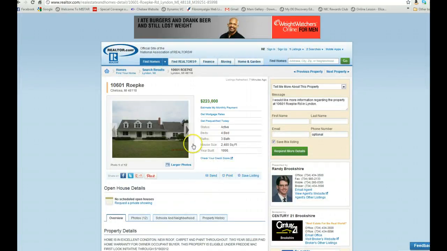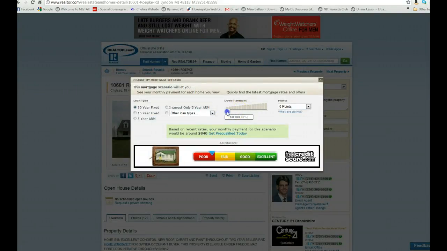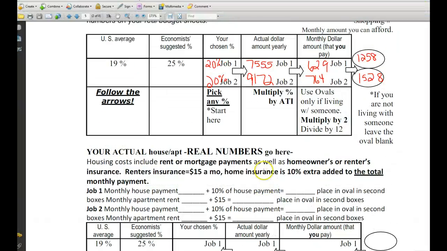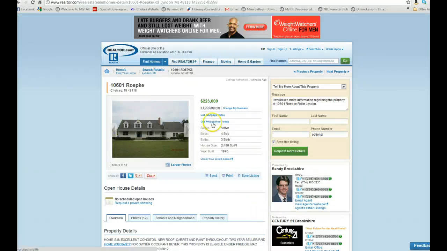All right, and let's see, I want to estimate my monthly payment. When you do that, you want to move this all the way down, because for this you won't be putting much down. Okay, so that's $1,000 a month. Now I go back to my practice, and that falls within what I can afford. So this house will be good. Now I need to find where it says to print. So here it says print. So I'm going to print.